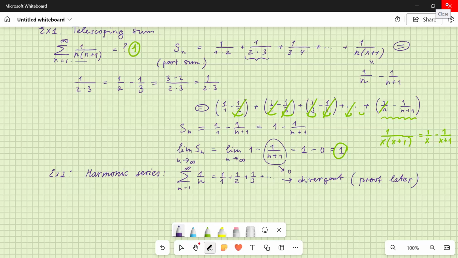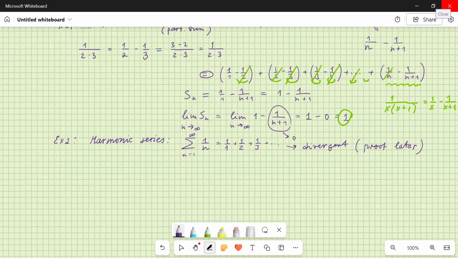Do we have more examples of convergent series? Yes, we do have more examples of converging series, and I'm going to consider it right now. The very nice convergent series is going to be a sum of geometric sequence, or we also call them geometric series. So example number 3.